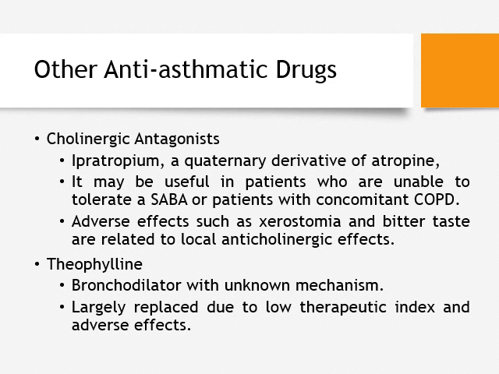The other anti-asthmatic drugs include the cholinergic antagonists, which include ipratropium, which is a quaternary derivative of atropine. It is given through inhalation and it is not absorbed into the systemic circulation due to the quaternary structure. It may be useful in patients who are unable to tolerate short-acting beta-adrenergic agonists or patients who have COPD along with asthma. Their adverse effects include xerostomia and bitter taste because of their local anticholinergic effect.